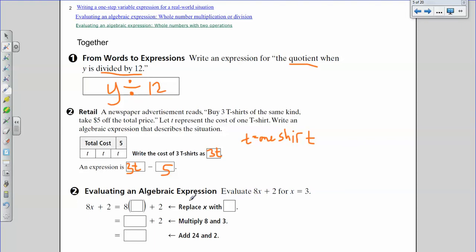All right, so now we're going to evaluate an algebraic expression. Notice here, I'm going to have to follow the order of operations. First of all, I'm going to replace x with the number 3. Now I need to follow the order of operations. Multiplying comes before adding. So I'm going to have 24 plus 2. 24 plus 2 is 26. So my final answer would be 26.